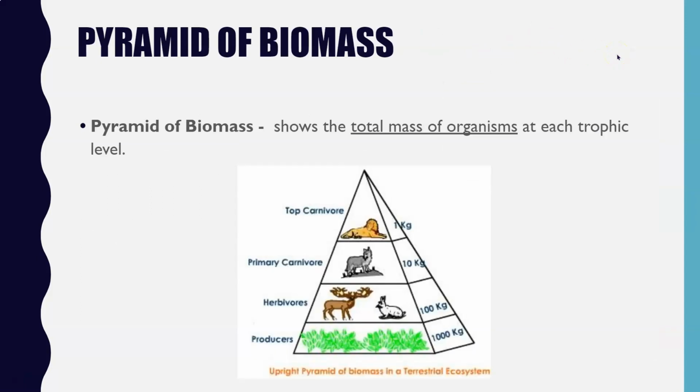Then you have a second pyramid called pyramid of biomass. This shows the total mass of organisms at each trophic level. So again, you're seeing a decrease as you go up the pyramid, where the producers have the largest biomass, and then your top carnivores have the smallest biomass.